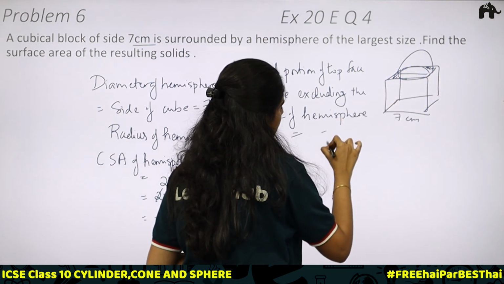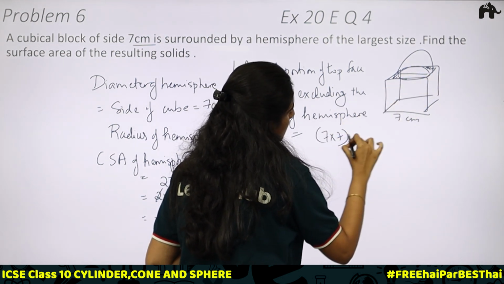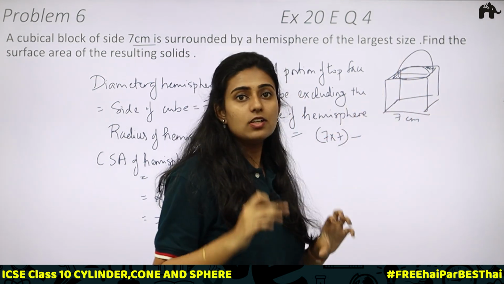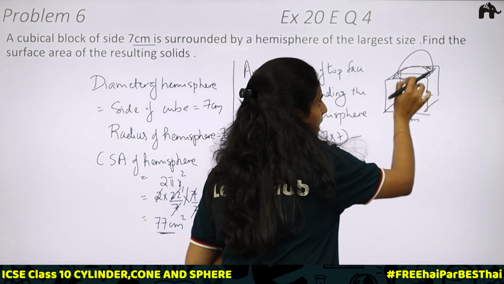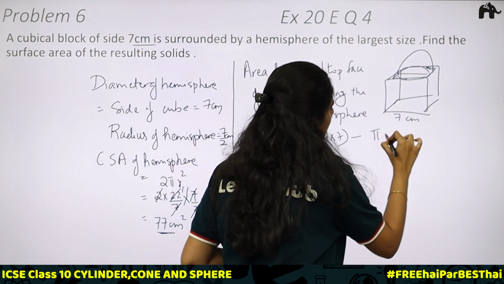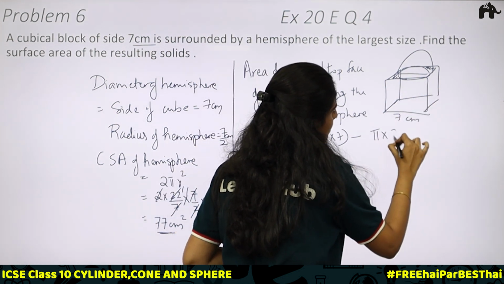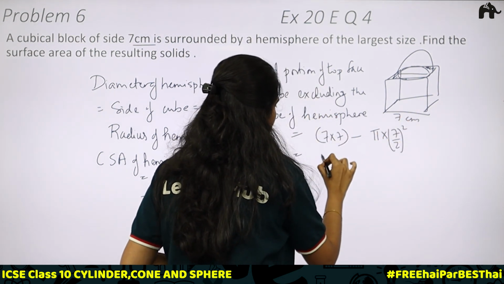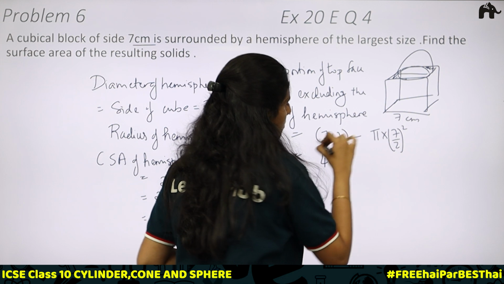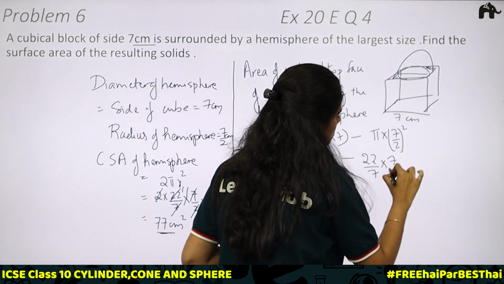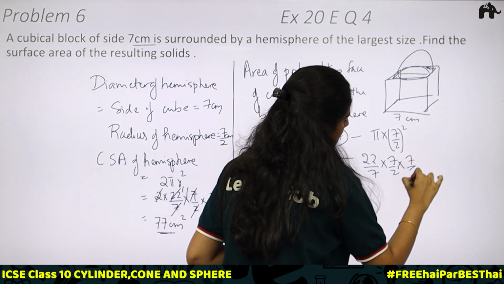7 into 7 minus... this is a circle, the base of a hemisphere. We know it is a circle. How to find the area of a circle? Pi r square, and the radius is 7 by 2, whole square. That is 7 into 7, 49, minus 22 divided by 7 into 7 by 2 into 7 by 2.